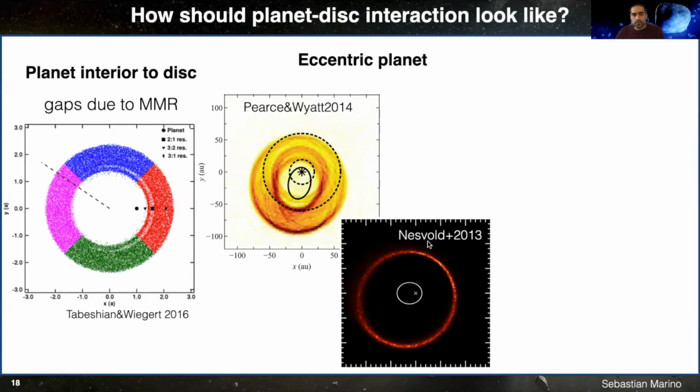Another case was studied by Nesvold in 2013. In a similar experiment, they showed that a planet on an eccentric orbit could also produce this eccentric ring of planetesimals and dust that in this case is very narrow, due to collisions damping a bit the eccentricity of particles and slowly converging towards a case where they are all perfectly aligned with the orbit of the planet.